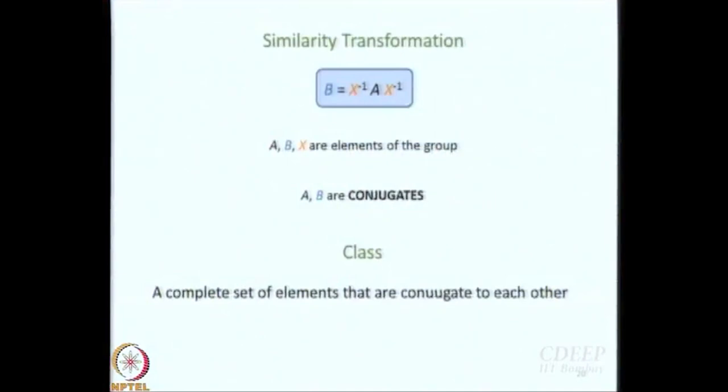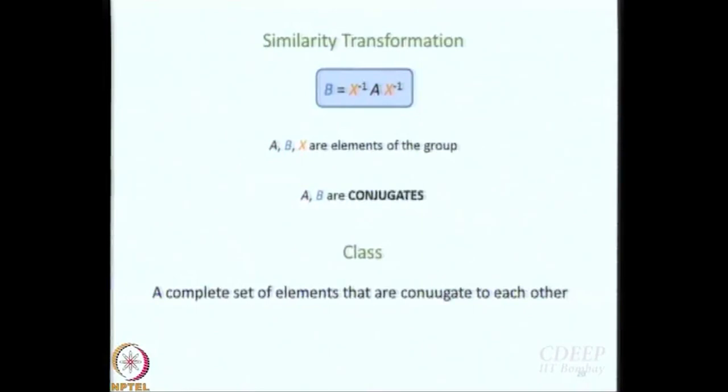Fine. Right. So I think I will end here today, it is almost 6:30. I will end with this concept of similarity transformation. Similarity transformation is like this, where A, B, X are all members of the group. What? I noticed it. X inverse A X. This inverse should not be there. So once again, peril of copy paste. Fine. X inverse A X. That is called similarity transformation, where A, B, X are the elements of the group. So A and B are called similarity transforms of each other. They are also called conjugates of each other.